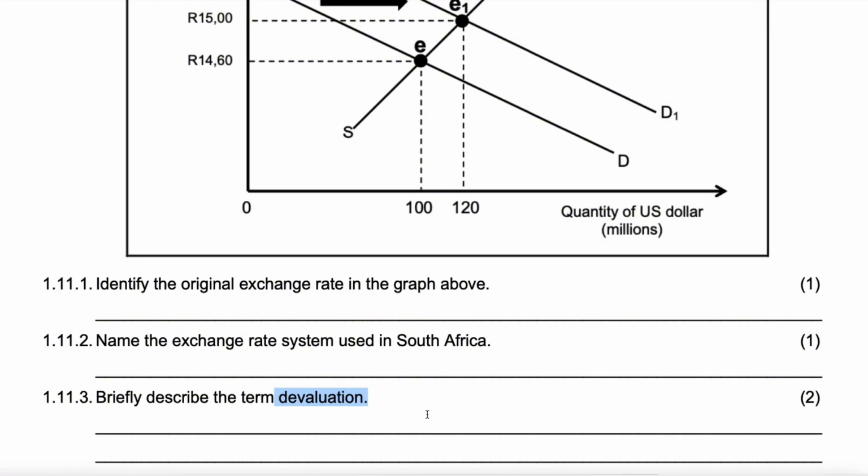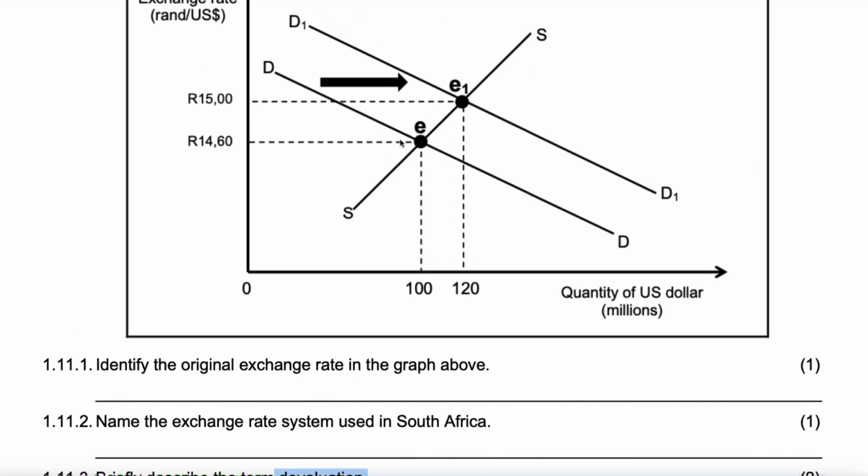So when the value of a currency goes up, we say it has appreciated. But it has gone up due to what? Due to forces of demand and supply. So like what we see here, the rand depreciated, the dollar appreciated. What caused the change? It's demand and supply.